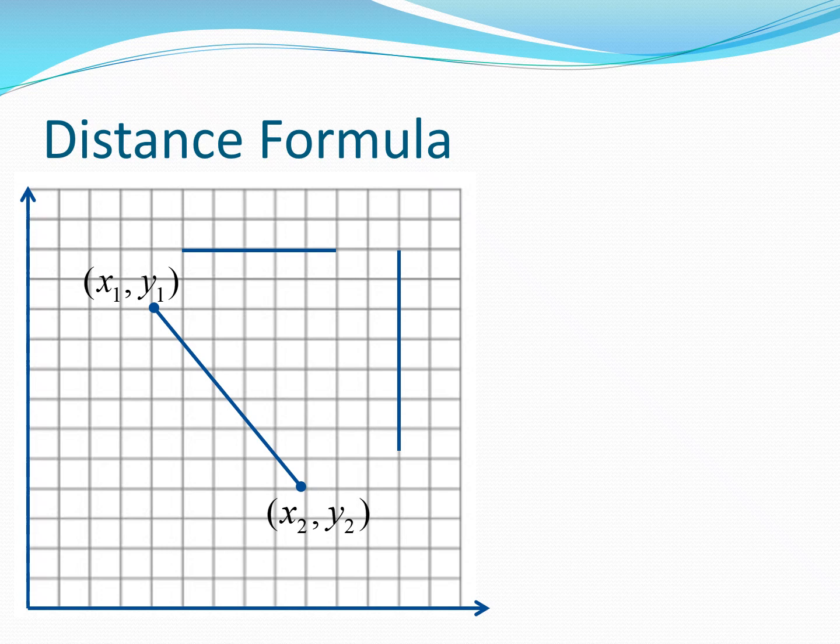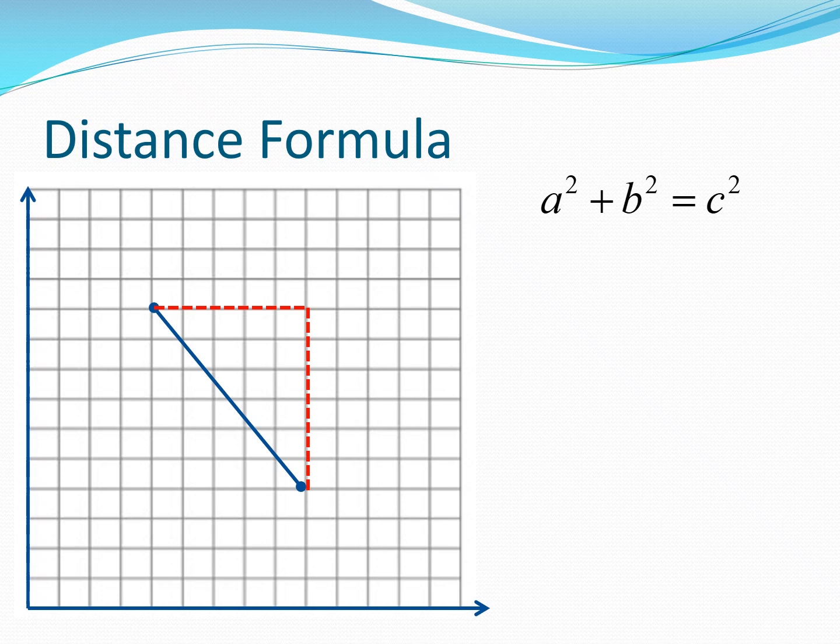When it's diagonal, like the segment given, I can't count diagonally. That's not a thing. So I create a right triangle. The reason I create a right triangle is because I can count horizontally and I can count vertically. This hopefully is reminding you of a theorem called the Pythagorean theorem that you learned before. Pythagorean theorem is on your reference sheet, but you have to know how to manipulate it like we're about to show you.